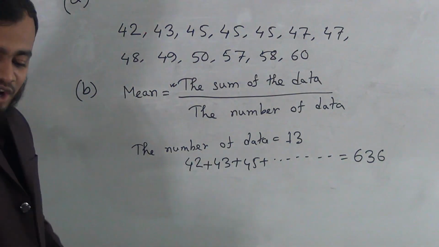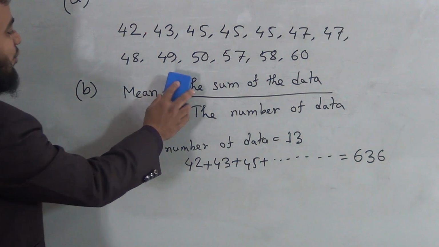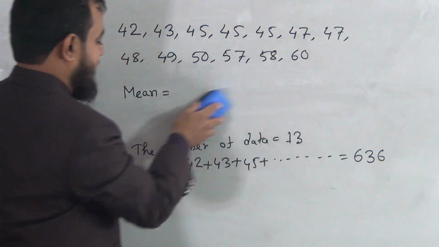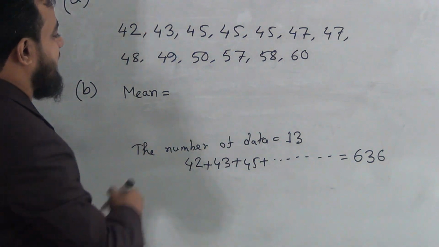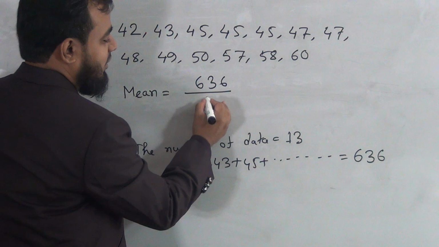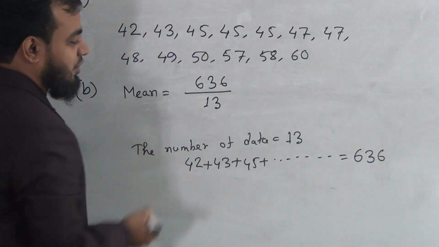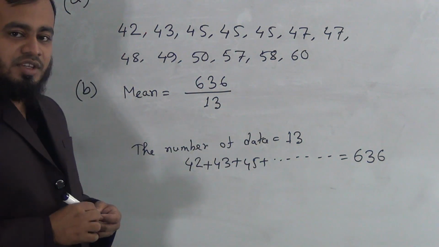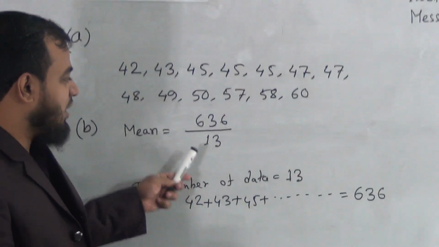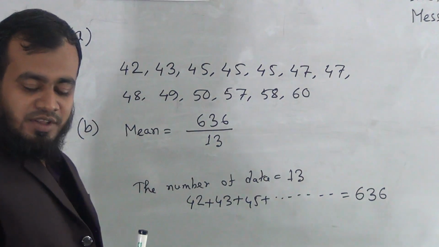Okay, dear students, now what should we do? Now we should put the value of the sum of the data and the number of data, then we get the answer. The sum of the data is 636 and the number of data is 13. It's a simple division and you have to calculate it. You can use the simple calculator and write down the answer. I think you can do this by using the calculator.